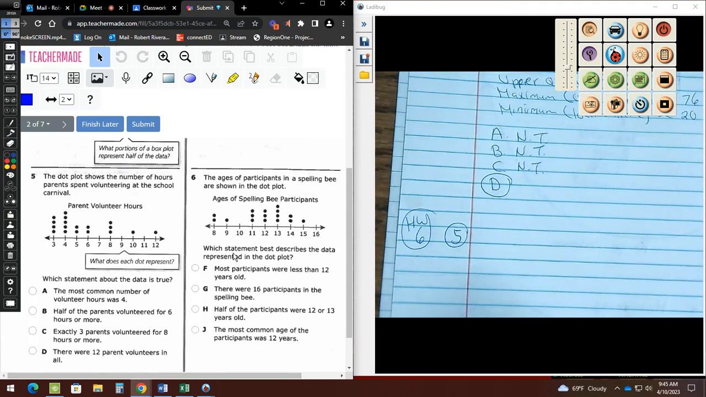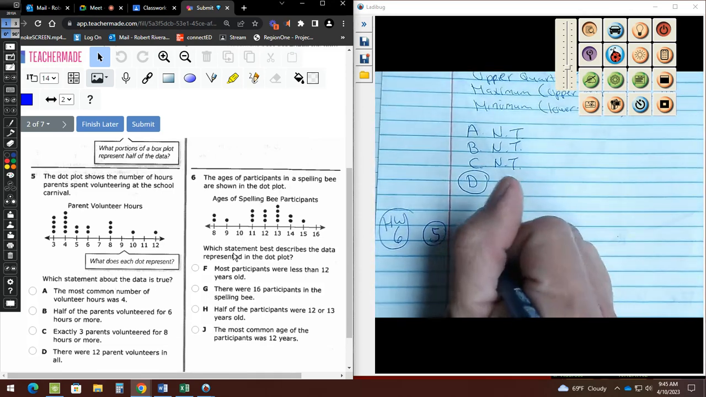The dot plot shows the number of hours parents spend volunteering at the school carnival. Okay? I recommend that before you even answer, you check if it's symmetrical. Is that symmetrical? No. So we can't. Because symmetrical is gonna help us a lot. You'll see later on. When it's symmetrical. So it's not symmetrical, so I don't have to deal with this. Which statement is true about the data? Okay, so they want to get true.